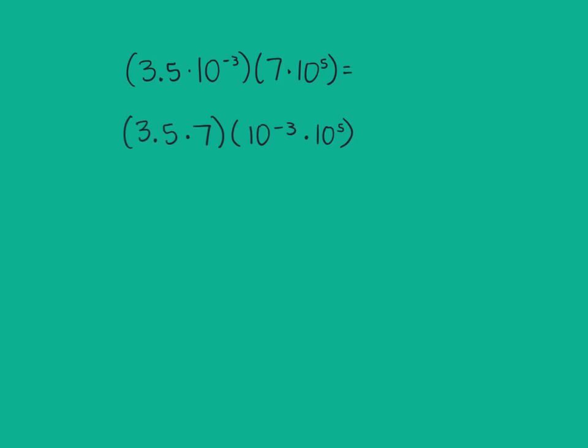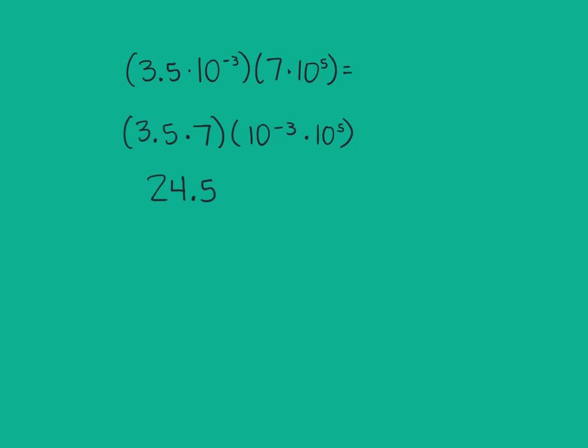When I rewrite the problem like this, I'm multiplying the numbers that come at the beginning of the scientific notation together, and then I'm multiplying the powers of 10 together. So we can take it separately like this and solve our answer that way. The first thing I'm going to do is 3.5 times 7. When I do this, I get 24.5.